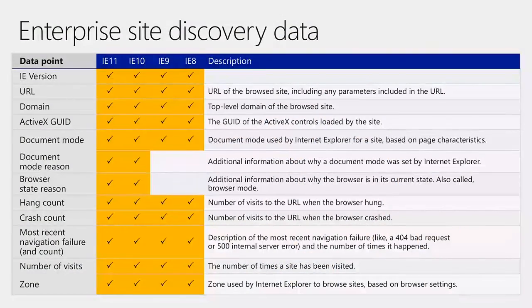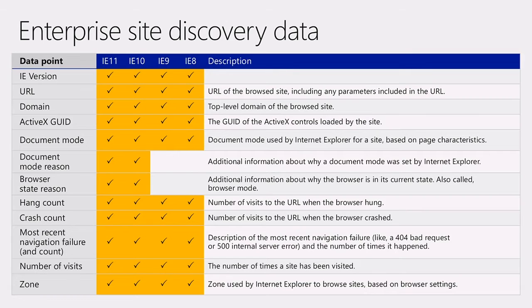This is the information that Enterprise Site Discovery actually collects. You'll see on most versions of Internet Explorer, we collect the document mode, the document reason, even hangs or crashes associated with the site. So if users tell you the site works fine in IE8 or IE9, you may be able to tell them, well, it only works half the time. It does crash sometimes, even in your native environment.